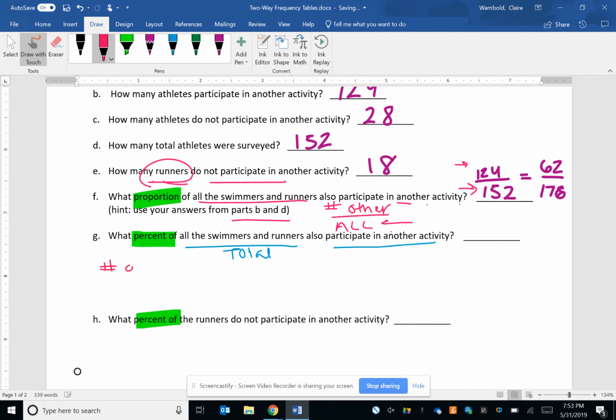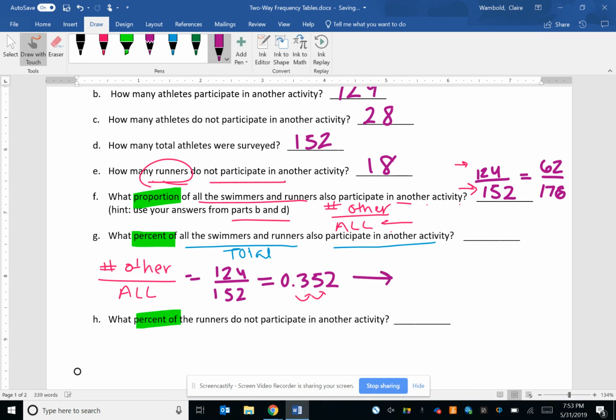So we take our number who participate in an other activity, number of other, and divide it by our total, our all athletes together, which we decided was 124 divided by 152. And if we put that in our calculator, we get 0.352. Now, when we convert decimals to a percentage, remember we move the decimal place to the right 2 places. So this turns into the percentage 35.2%.